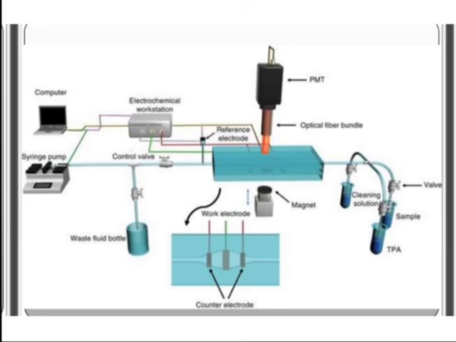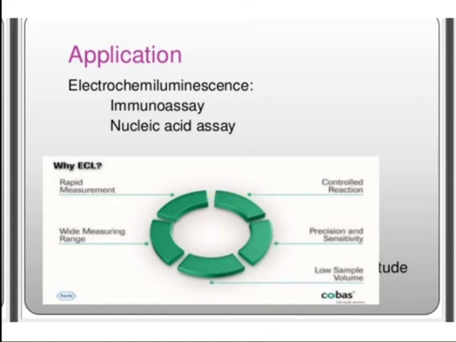when there is a complex formation, at that time some amount of light is emitted. Emitted light is measured on the photomultiplier tube, and the photomultiplier tube detects the signal, and the signal is recorded on the recorder device, and the machine is a computer controlled machine. Here is the application of the electrochemiluminescence. Electrochemiluminescence can be used in the immunoassay and the nucleic acid assay.